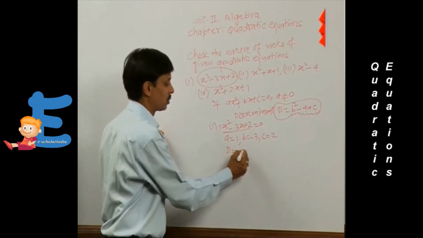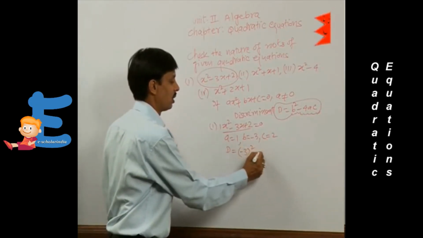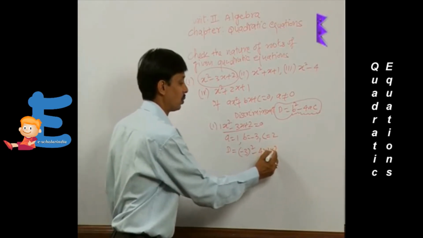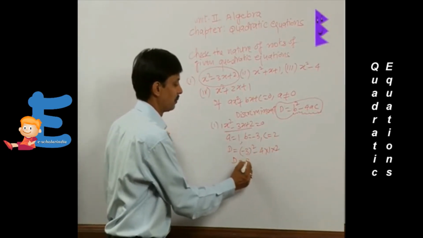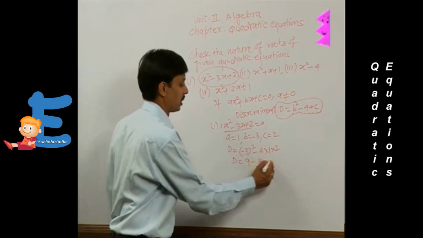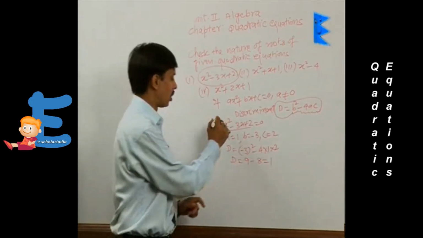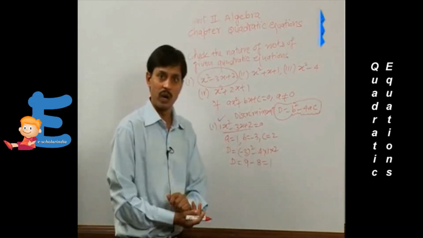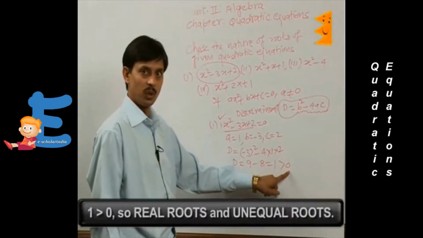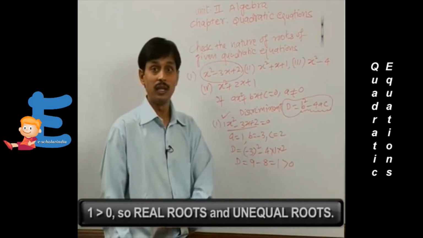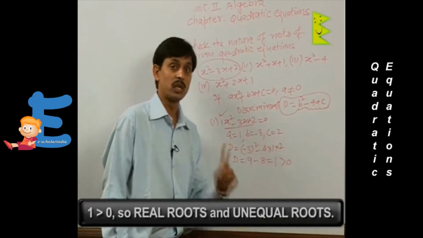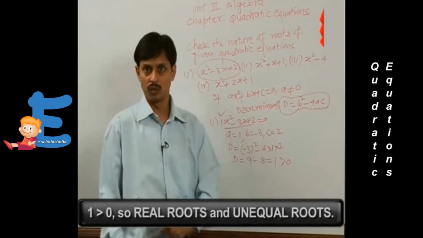D is equal to b square, that is minus 3 square, minus 4 into 1 into 2. So D becomes 9 minus 8, that is 1. As the value of the discriminant of the first part is 1, and 1 is greater than 0, it satisfies the condition that the roots are real and unequal.